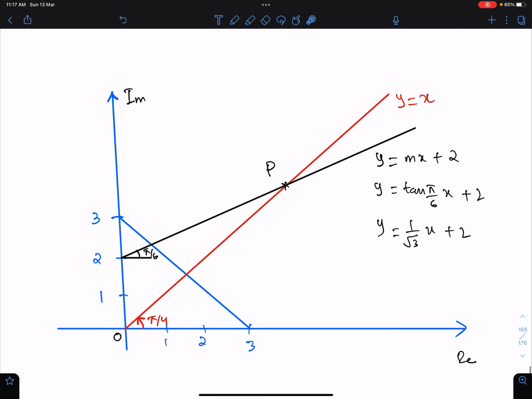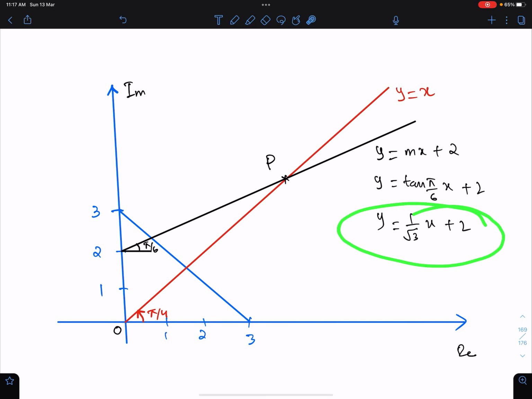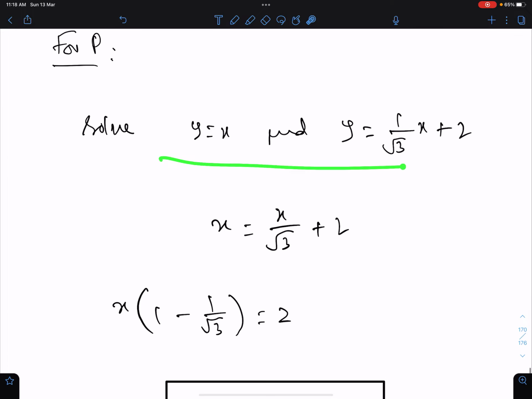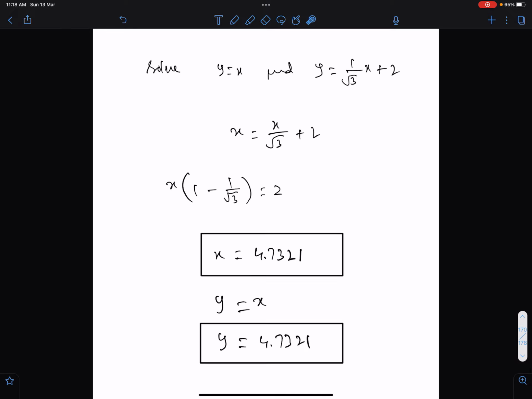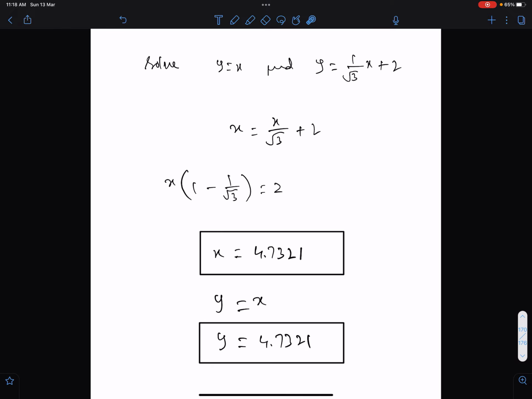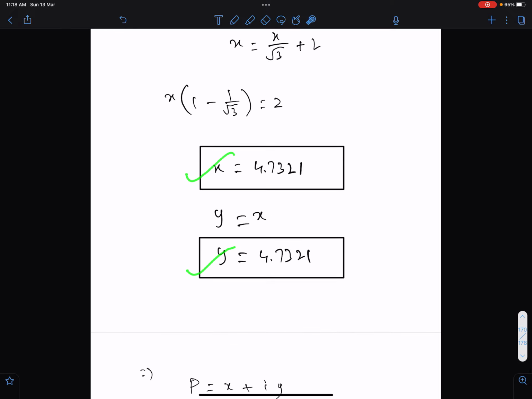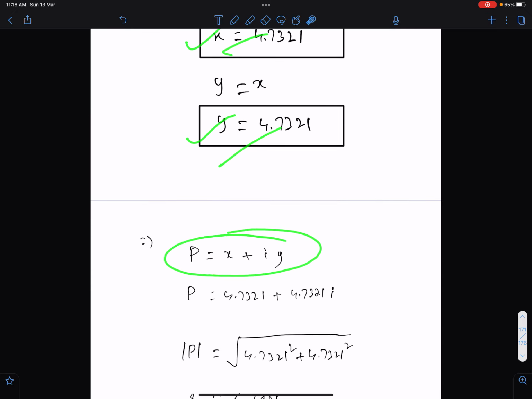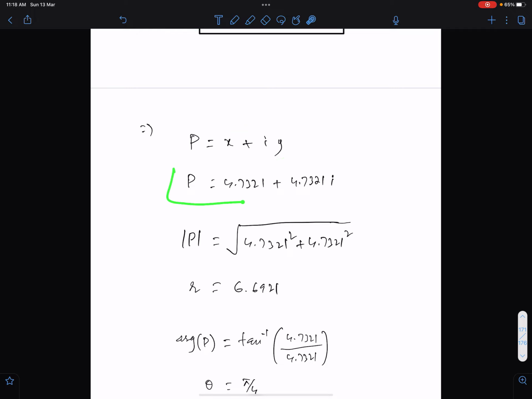Here is the full solution. This is the equation of this line, and y is equal to x is the equation of this line. For P, solve these two equations simultaneously. So by solving these two equations simultaneously, we have got the values of x and y. Now we need to substitute these values into this equation. So this is the xy form of P.